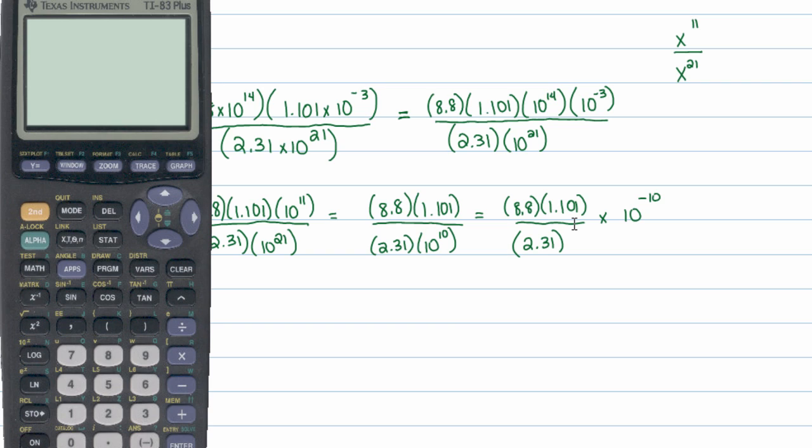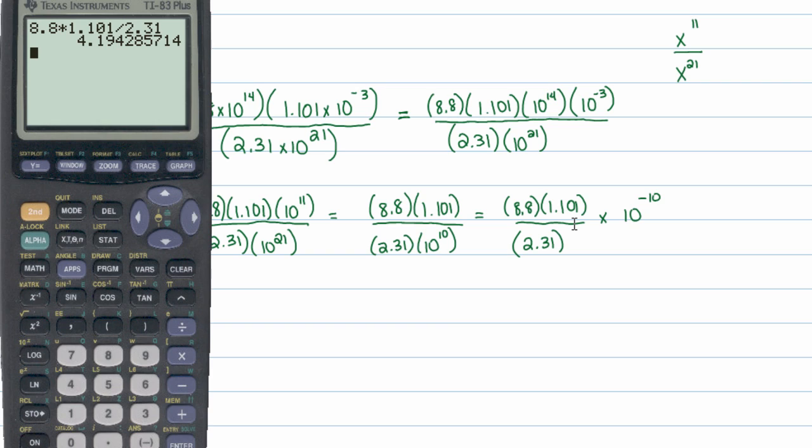Now at this point I'm going to go ahead and just do the multiplication here of 8.8 times 1.101, and then I'm going to divide that by 2.31. And I get some messy number.